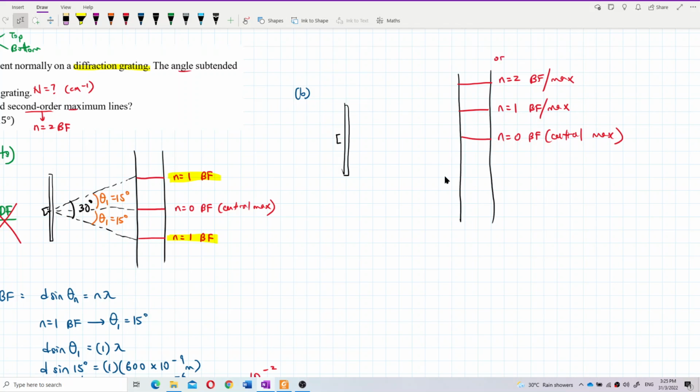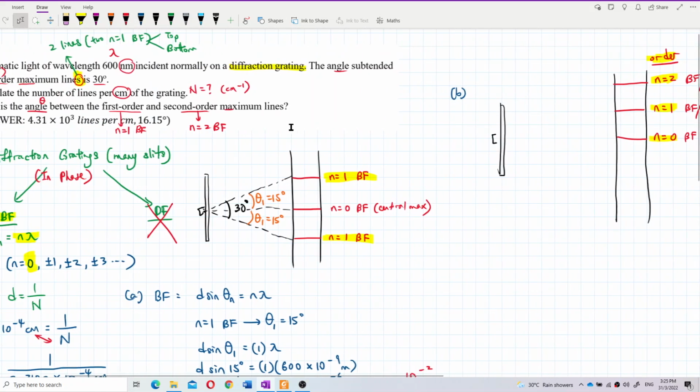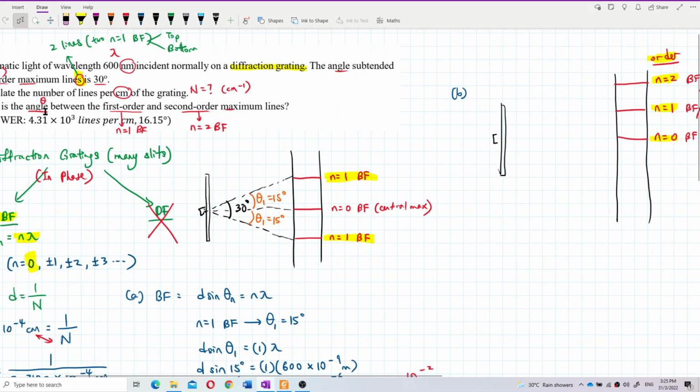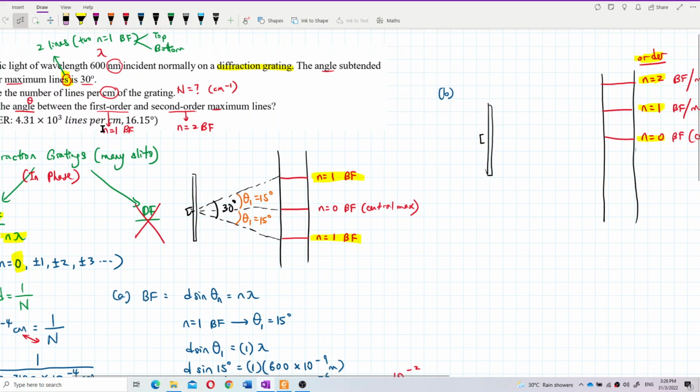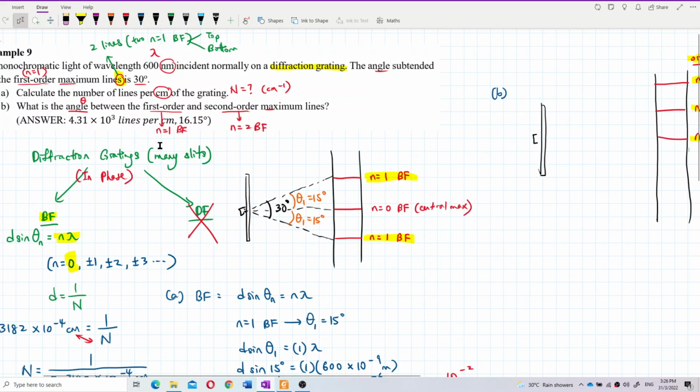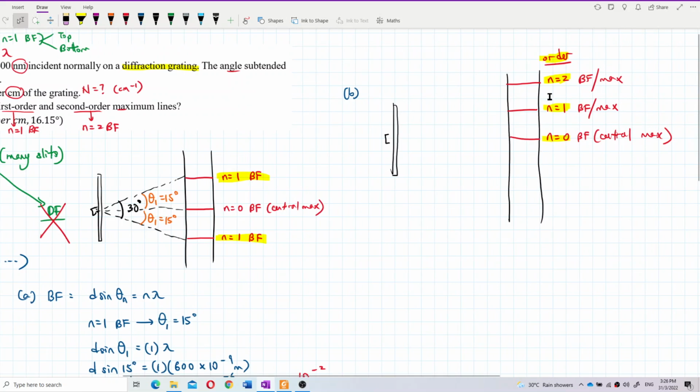This is what we call order. Order means n equal to 2, n equal to 1, n equal to 0. Okay, these are the orders. So the question is about the angle between the first order and second order maximum lines. The angle between the n equal to 1 bright fringe and the n equal to 2 bright fringe. The angle between these two lines.